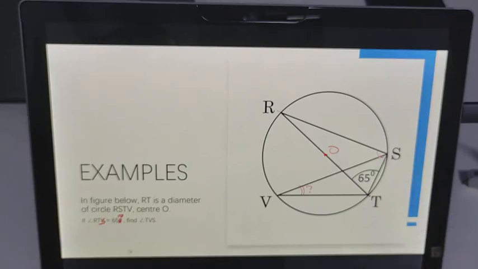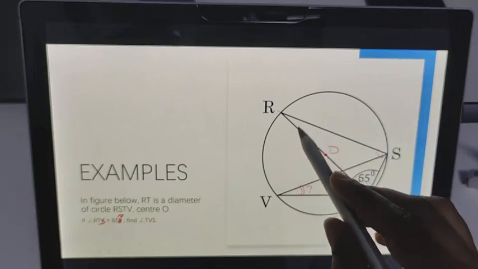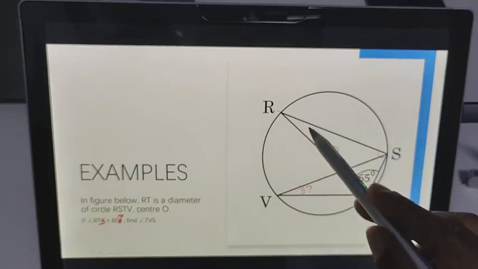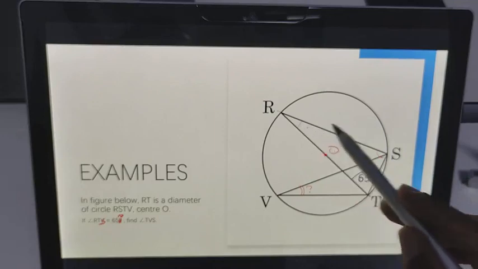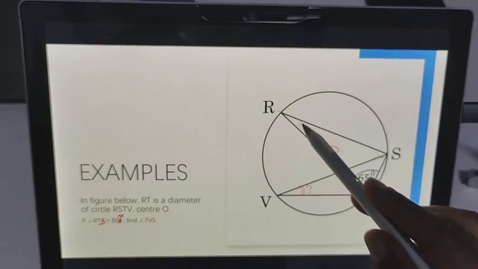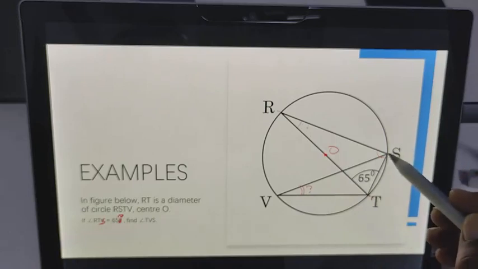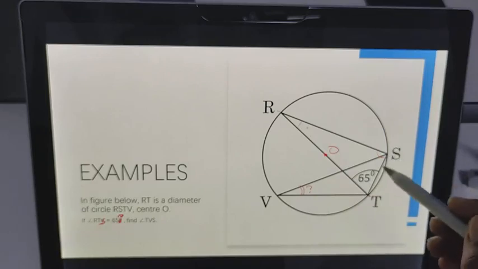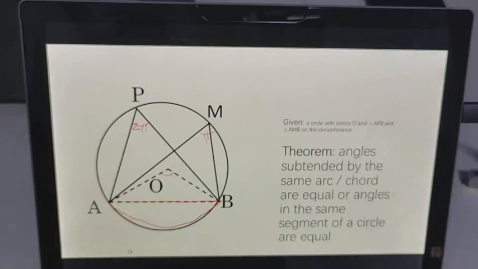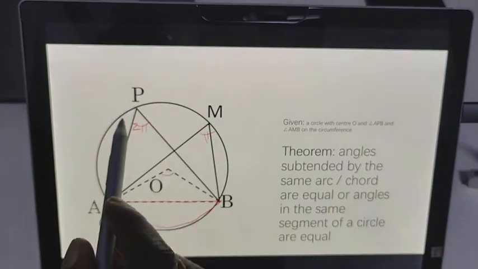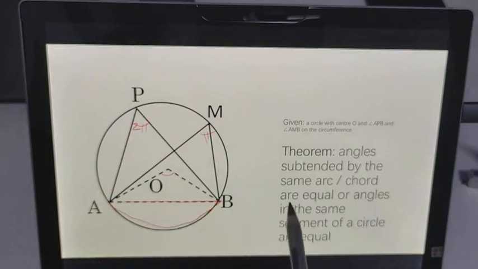After finding that, we know that angle is 90 degrees, and we know this angle is 65 degrees, then definitely we can find this other angle. When we know this angle, you find that this angle and that angle are all in the same segment, following this theorem. So we use these two formulas to solve that.